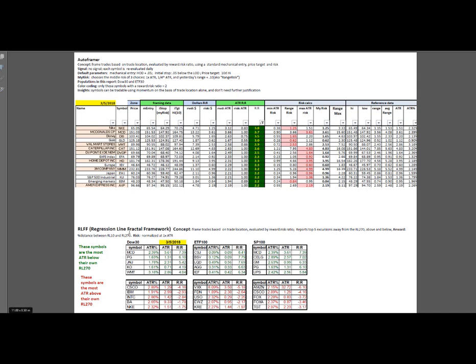And then the regression line fractal framework, the top shelf in the green. These are the symbols that are the most numbers of ATRs below their own RL270. And these are the most ATRs above their RL270. So deep discounted maybe value plays. And then these are the relative strength leaders. So again, notice the tech. Cisco, IBM, Intel.